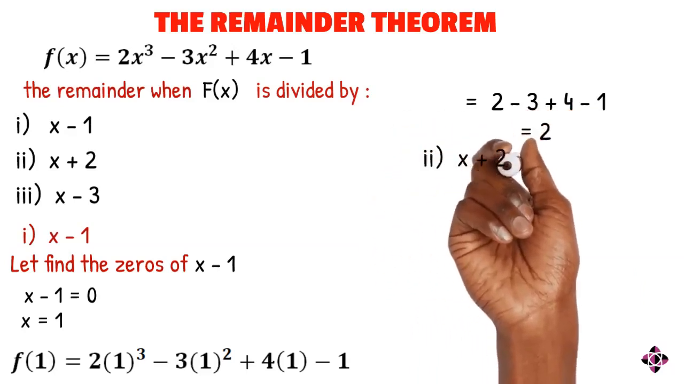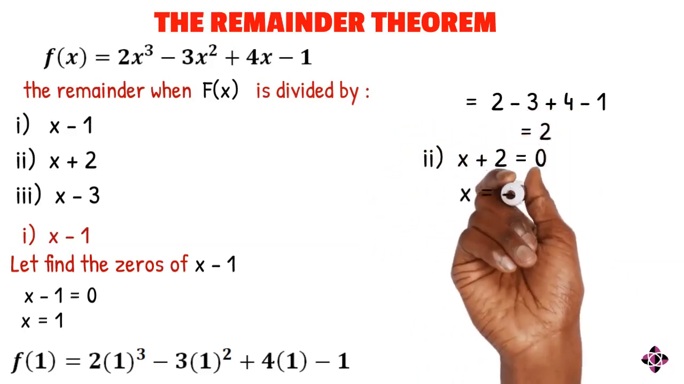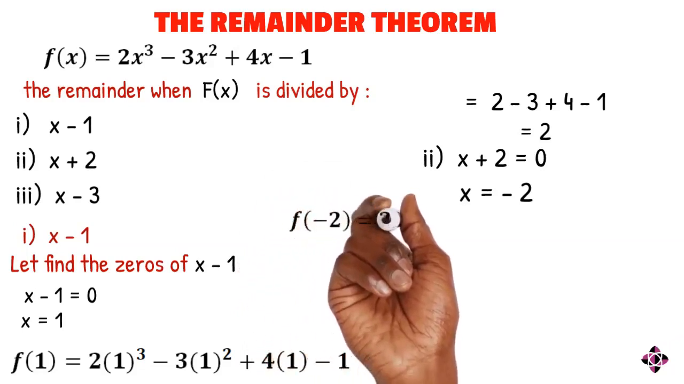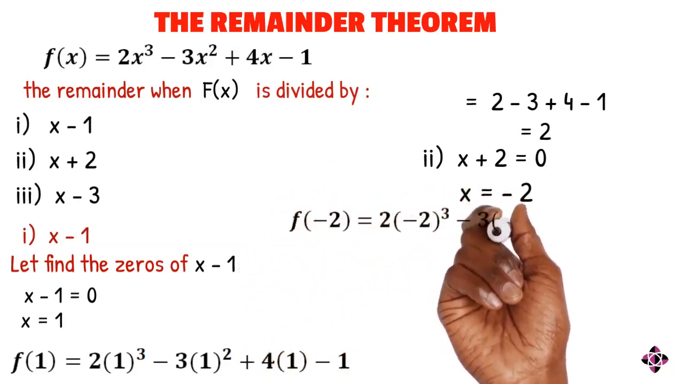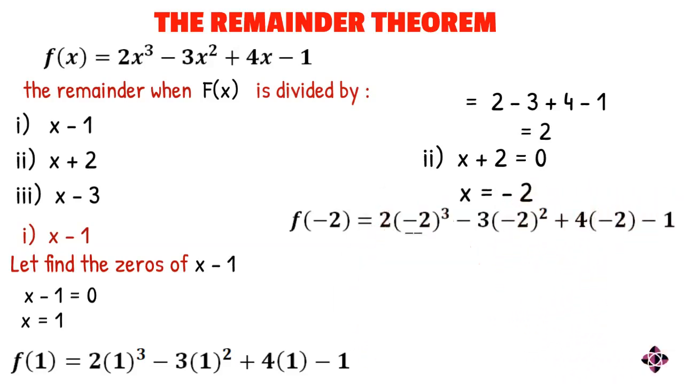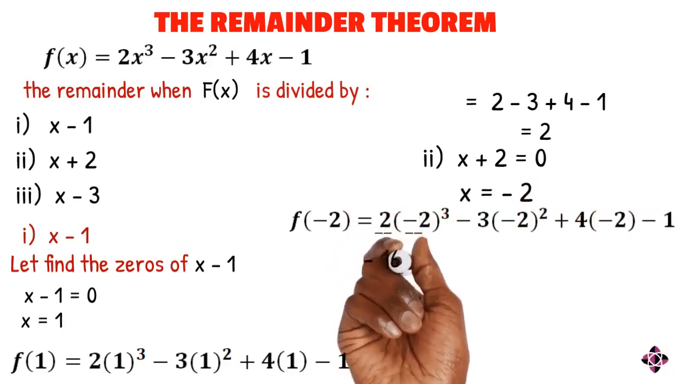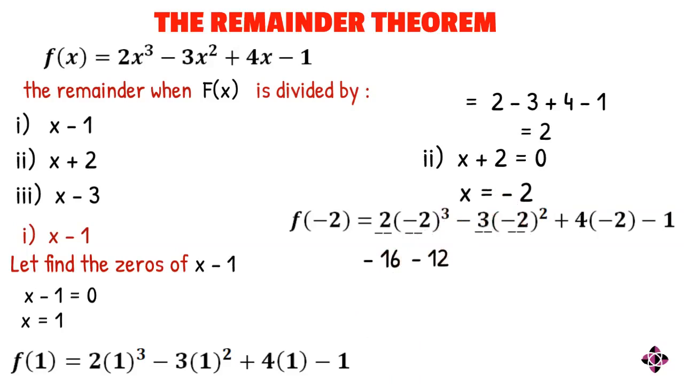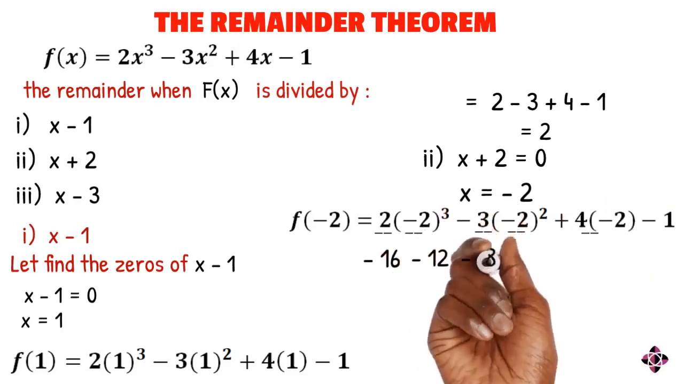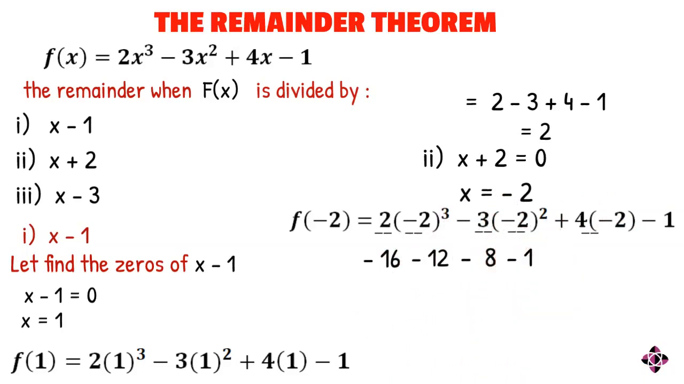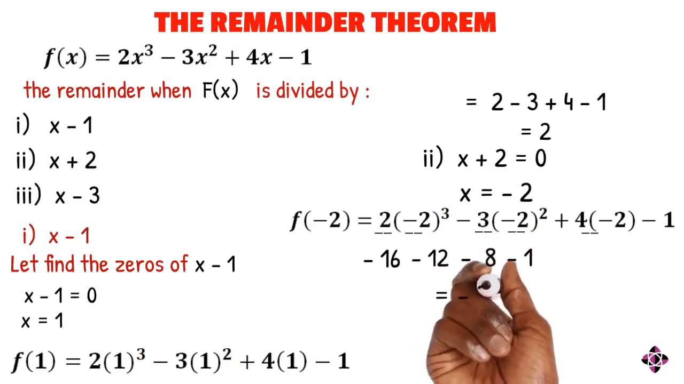Now, x plus 2 equals 0. So, x equals minus 2. Now, let's put it into f of x to obtain f of minus 2 equals 2 times minus 2 cubed minus 3 times minus 2 squared plus 4 times minus 2 minus 1. So, minus 2 cubed times 2 gives us minus 16. Minus 2 squared times minus 3 will give us minus 12. Minus 2 times 4 will give us minus 8, then minus 1. So minus 16, minus 12, minus 8, minus 1 will give us minus 37.